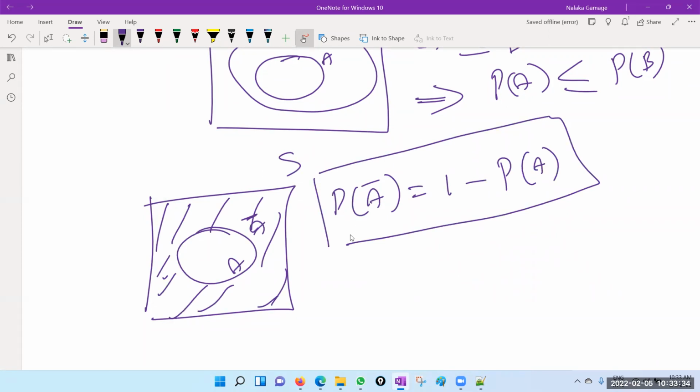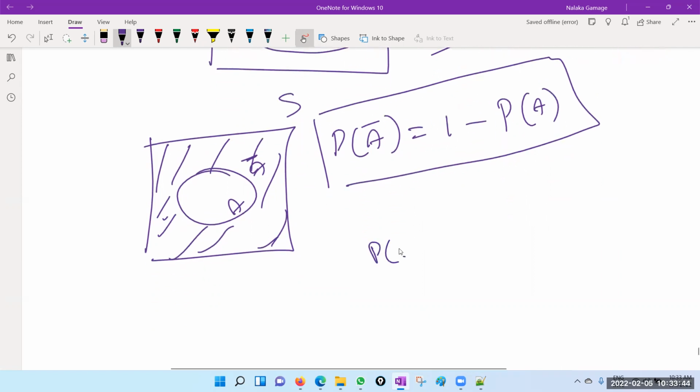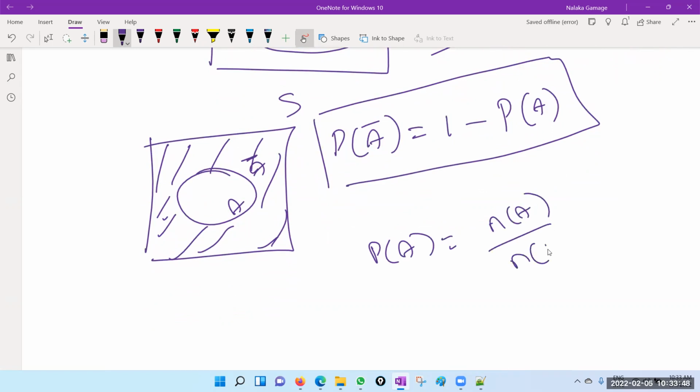Probability of A not happening is 1 minus probability of A happening. Now remember, probability of A happening is NA divided by NS. So can you prove that this is the case? Very simple, right?